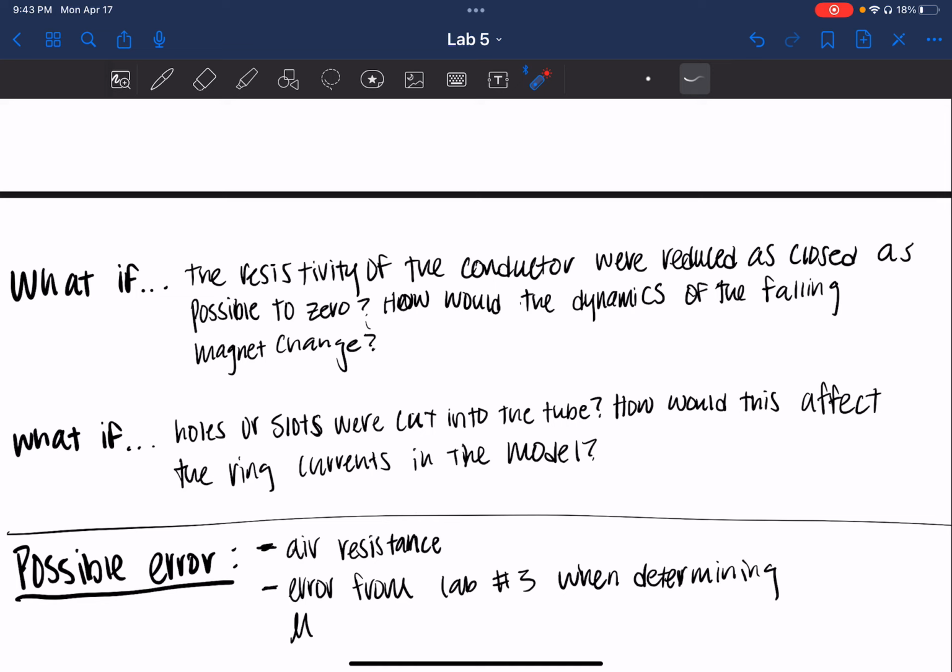And what if holes or slots are cut in the tube? How would this affect the ring currents in the model? Well, if holes were cut into the tube to make them more like rings, you would have the magnet falling through the ring, and as it's going through the ring, it would have a force acting on it when it gets out. There's really not a force as much, I guess, because you're not in the middle of the ring, so it's not as strong. So it might increase speed until it reaches another one, then decrease speed, increase, decrease, kind of like that.